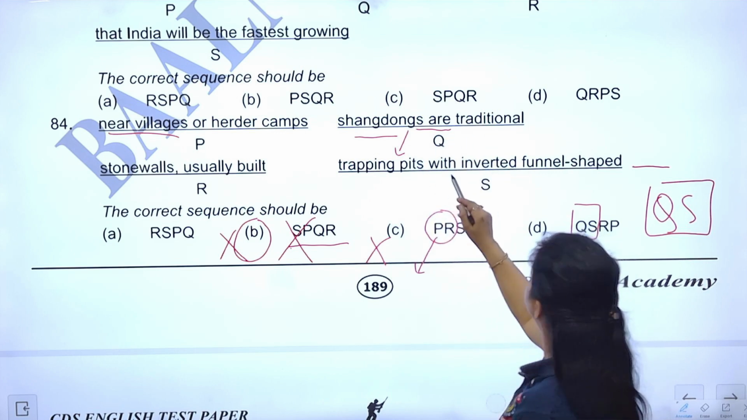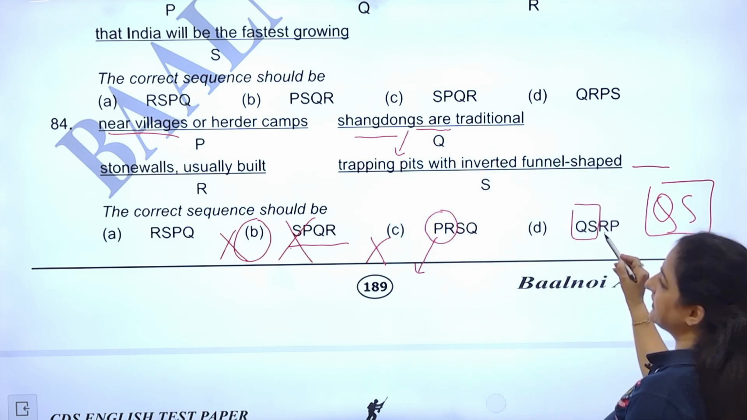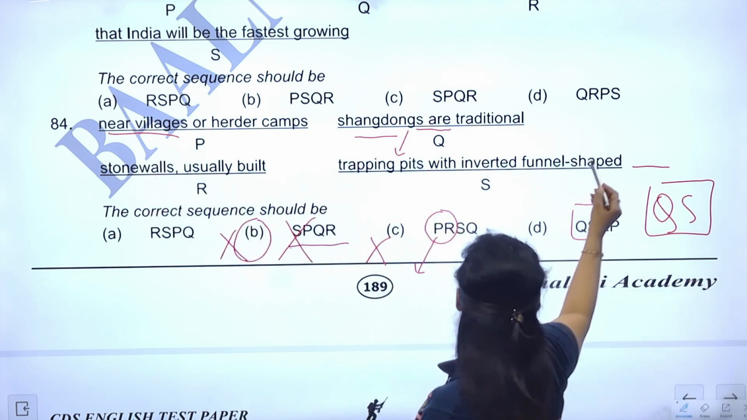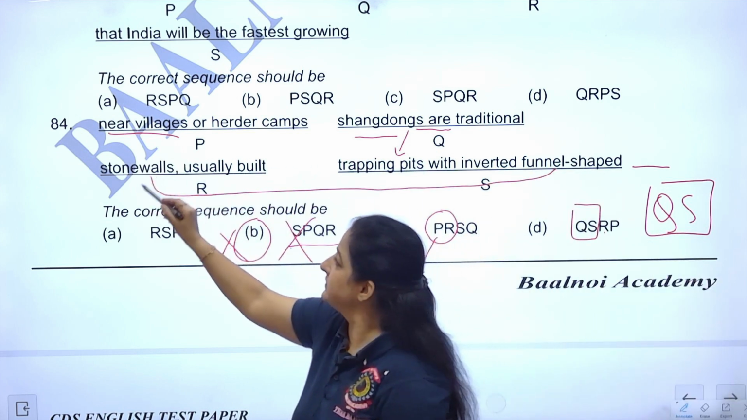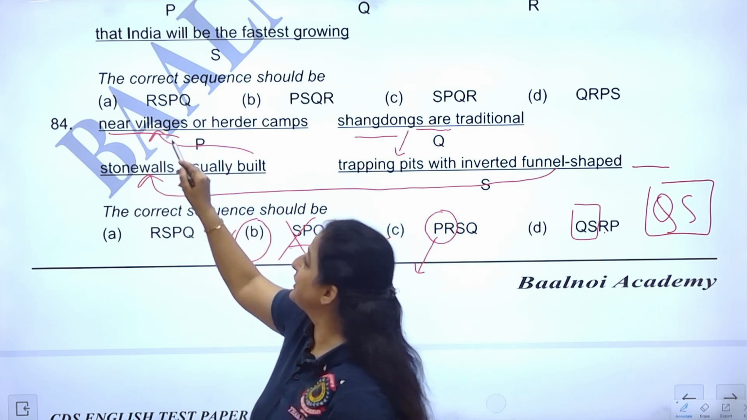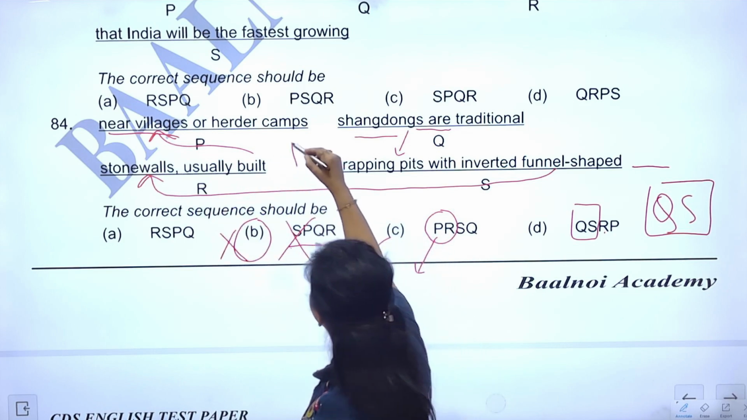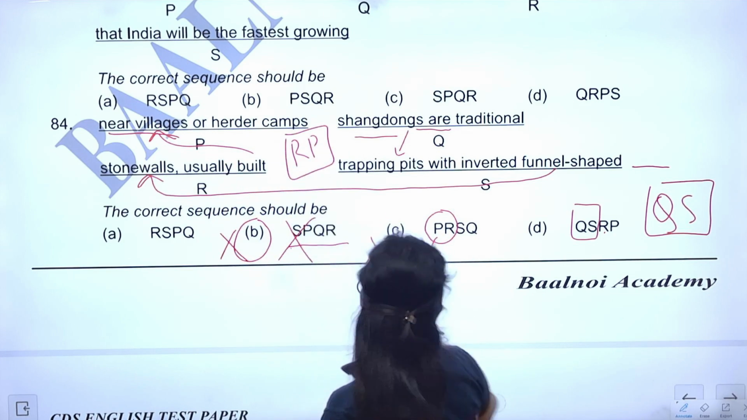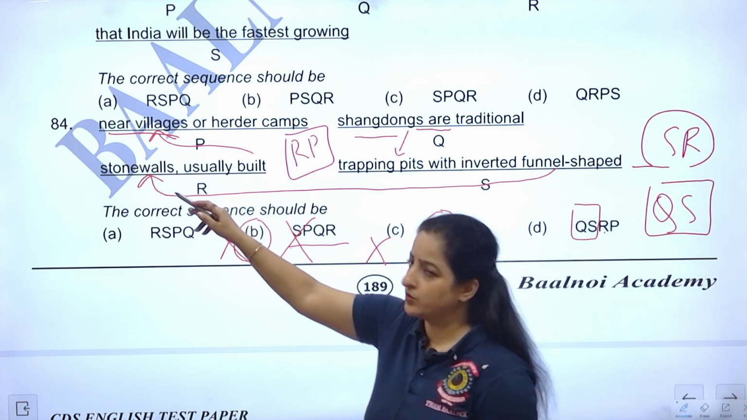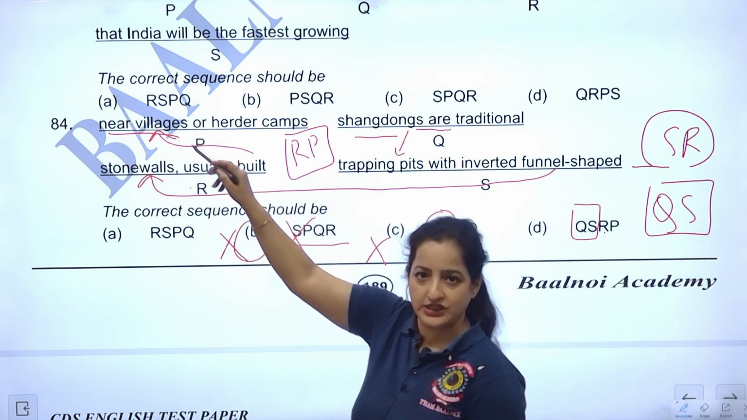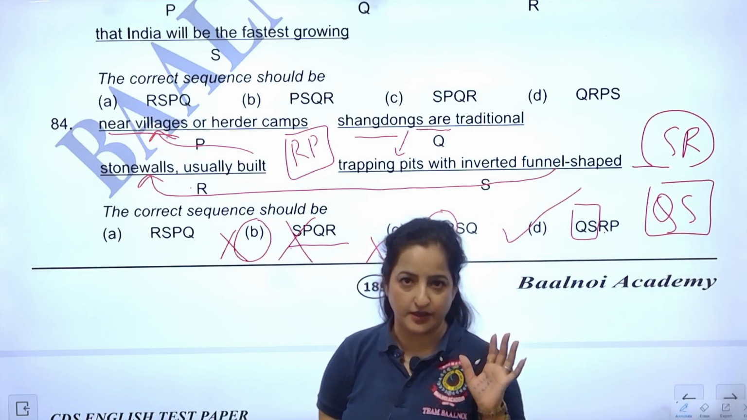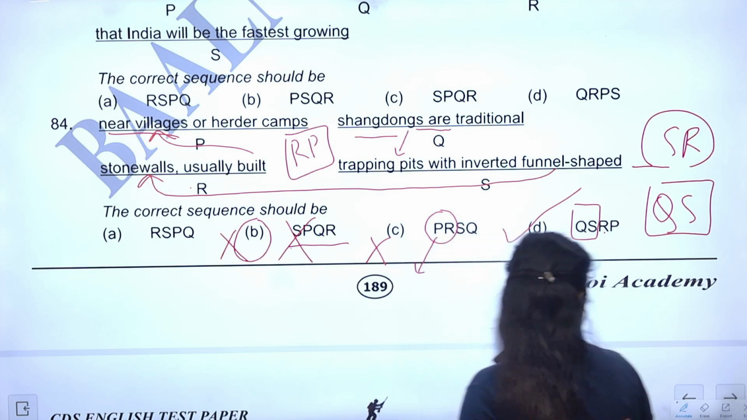They are trapping pits with inverted funnel shape, and then we go to our funnel shaped stone wall. So we do get an answer. Funnel shaped wall, usually built where? Built near villages. So if you think about it, R and P is also a wonderful pair. S and R is a pair. Funnel shaped stone wall, built near villages. So by that accord, delta is inarguably the right answer. 84 delta. Let's move on.